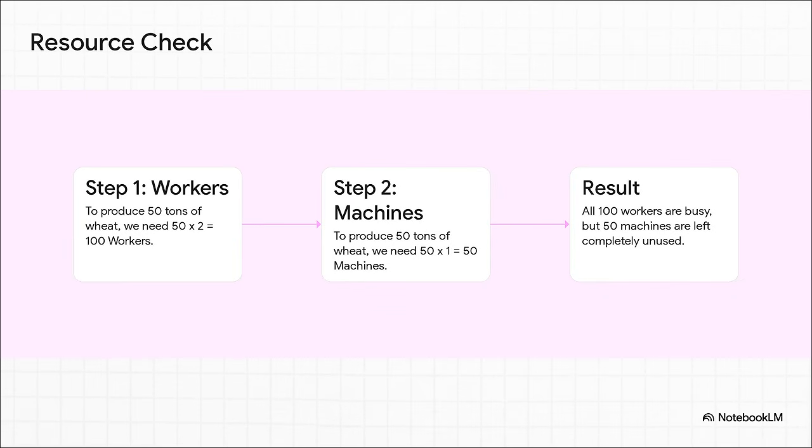So to make those 50 tons of wheat, we need every single one of our 100 workers. The labor force is fully employed, maxed out. But that same 50 tons of wheat only requires 50 of our machines, which means half of our machines, 50 of them, are just sitting there, completely idle, gathering dust, even though we're operating at what we're calling maximum efficiency right on our production curve.